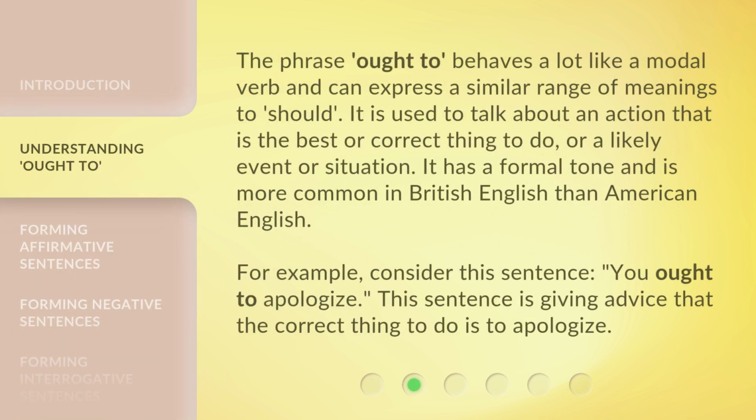The phrase "ought to" behaves a lot like a modal verb and can express a similar range of meanings to "should." It is used to talk about an action that is the best or correct thing to do, or a likely event or situation. It has a formal tone and is more common in British English than American English. For example, consider this sentence: "You ought to apologize." This sentence is giving advice that the correct thing to do is to apologize.